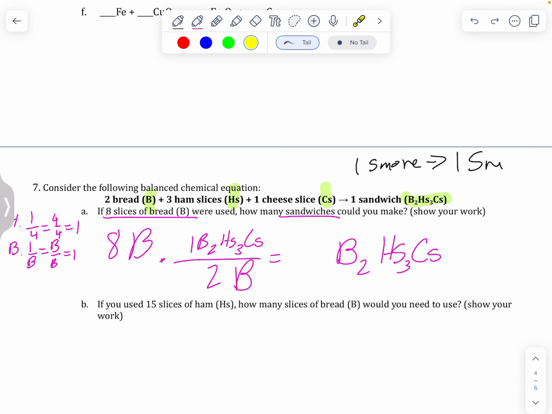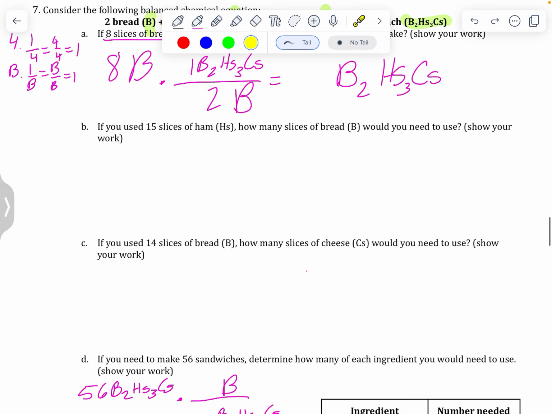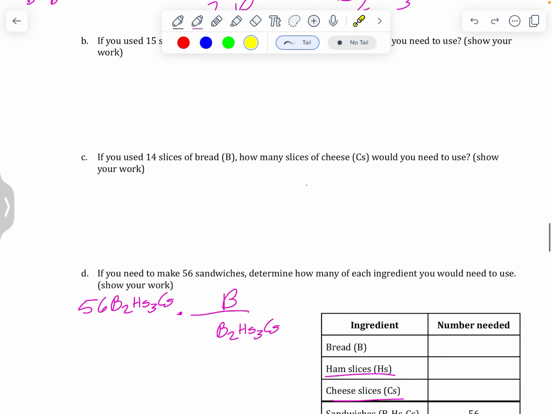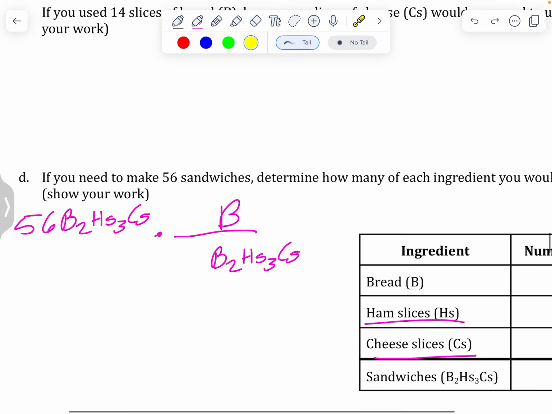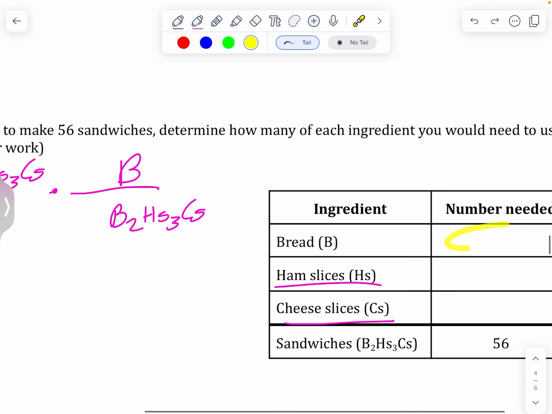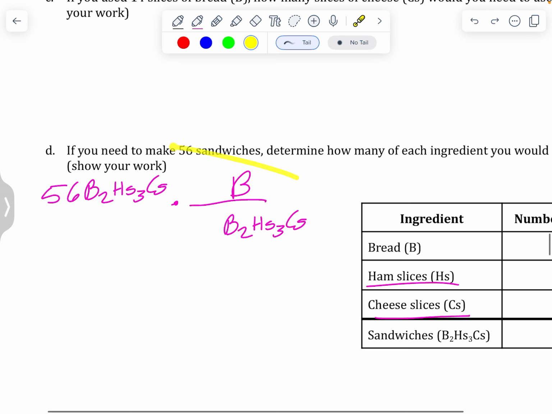Now I'm going to have you go ahead and solve, then do B, C, and D. One note for D. So if you need to make 56 sandwiches, how many pieces of bread do you need? How many slices of ham? How many slices of cheese? So you're going to do this equation 3 times: 1 time for bread, 1 time for ham, another for cheese.